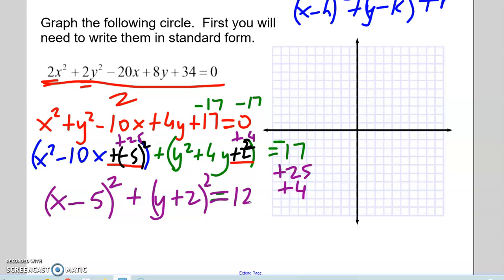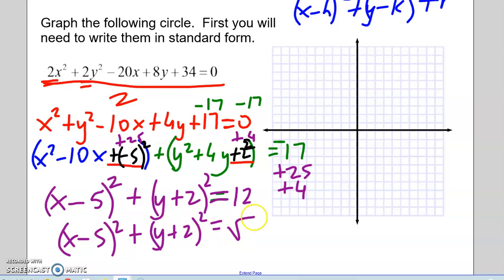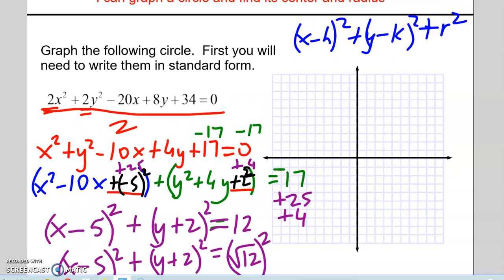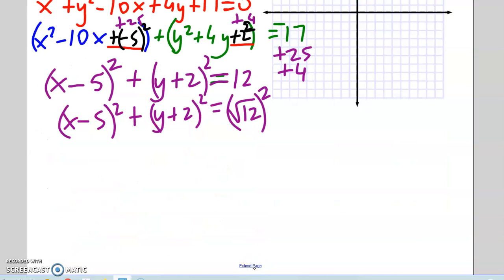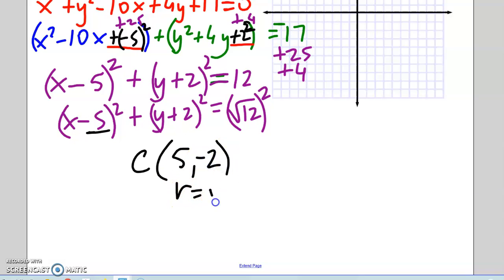I want to write that as some kind of radius squared. So this is x minus 5 squared plus y plus 2 squared is equal to the square root of 12 squared. And now that looks like that expression up there. Okay, so let's finish this off. We have a center then. The center is at 5, that's the opposite of this thing, and then negative 2. And then my radius is the square root of 12.